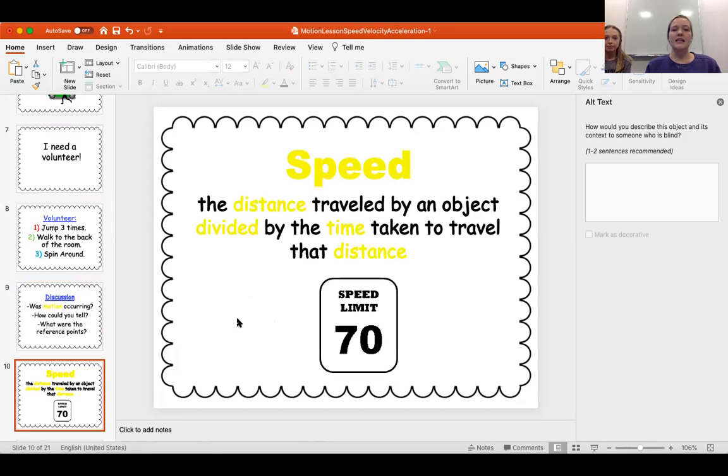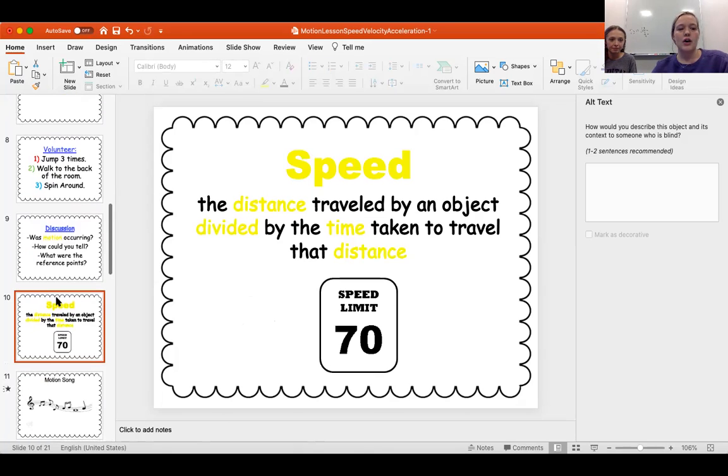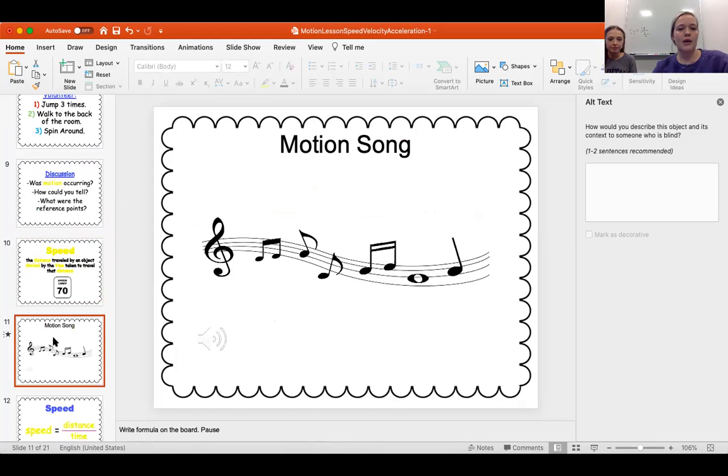Speed is the distance traveled by an object divided by the time taken to travel that distance. Miss Anna is writing that formula for you on the board. She has S equals D over T. The S means speed, the D means distance, and the T means time. To help you remember this equation, I found a song for you. I will go ahead and play that for you.